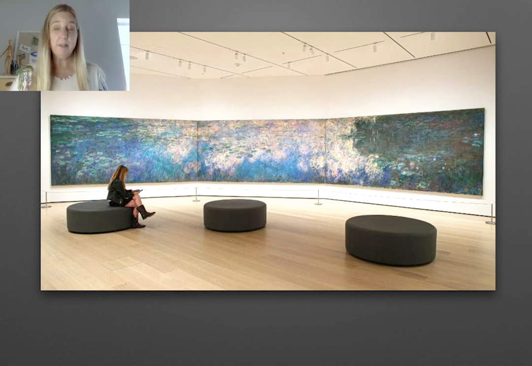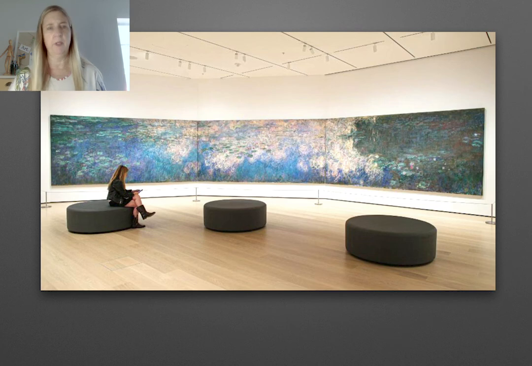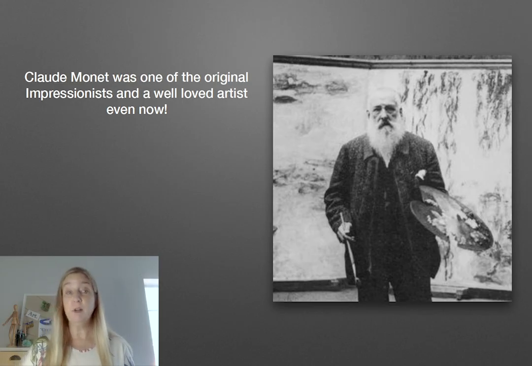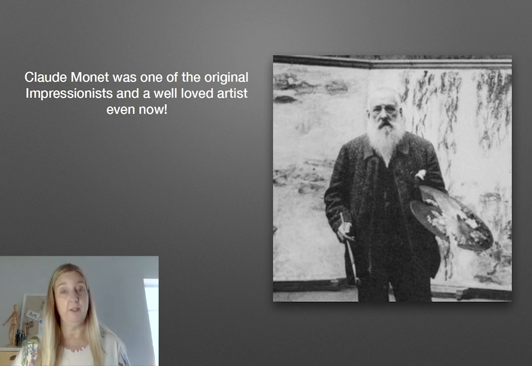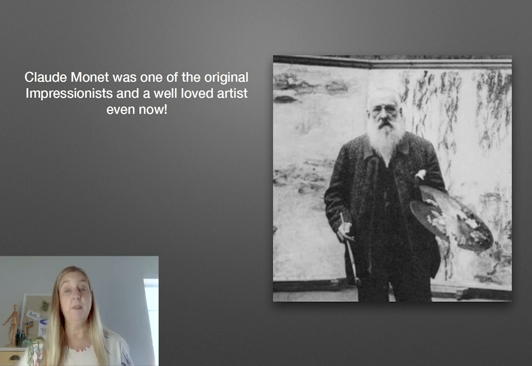I've seen some of these paintings in Chicago many years ago, and they are truly gorgeous and just huge, and they're mind-blowing actually. They're just really, really cool paintings. So Monet was one of the original Impressionists, and he is a loved artist now. At the time when he first started, no one really liked his stuff, and no one really liked any of the Impressionist artists, but the people of Paris grew to love them, and they became very famous and very well-loved artists.